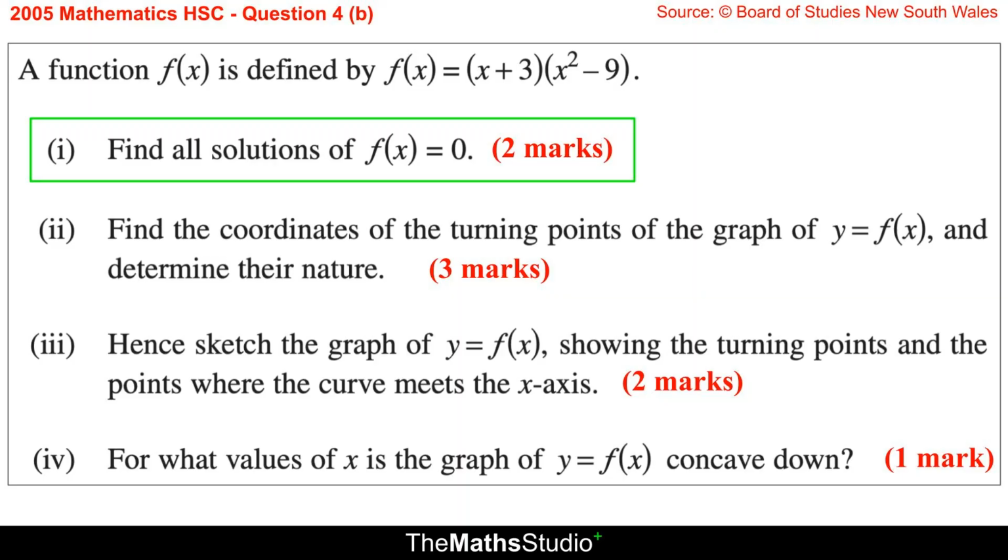Question 4, Part B. A function f of x is defined by f of x equals (x plus 3) times (x squared minus 9). Part 1. Find all solutions of f of x equals 0.